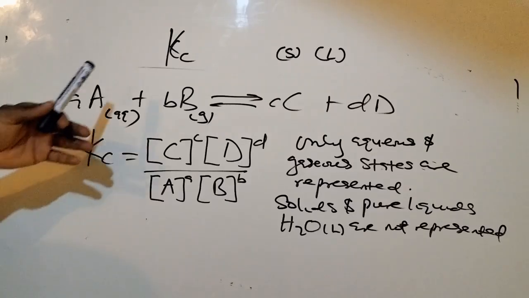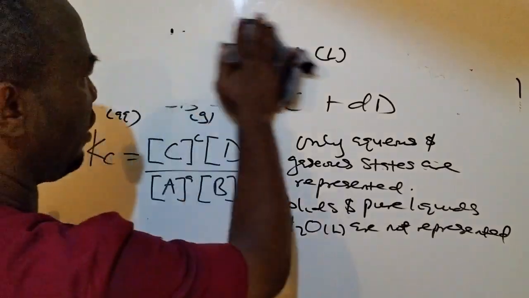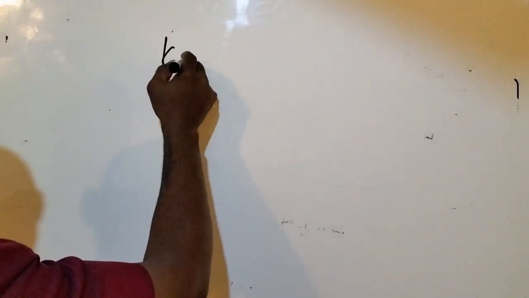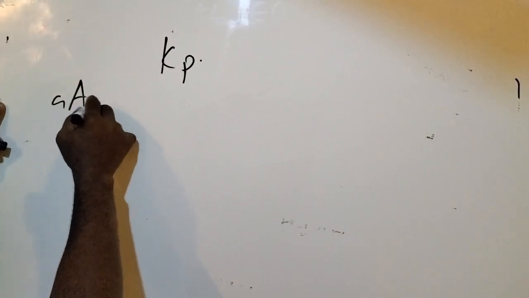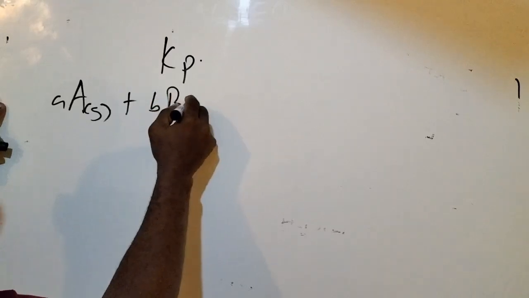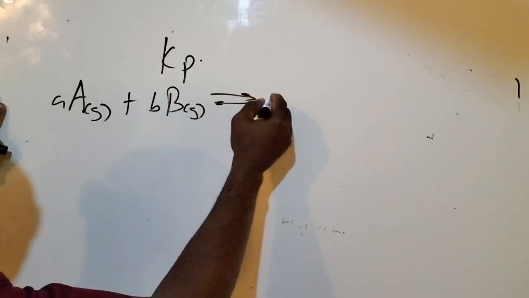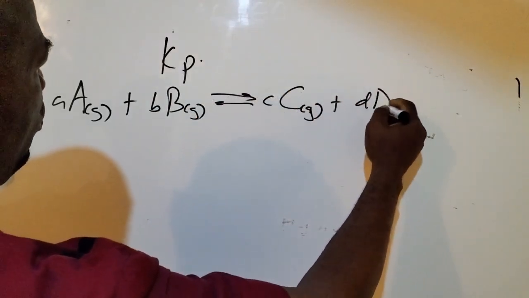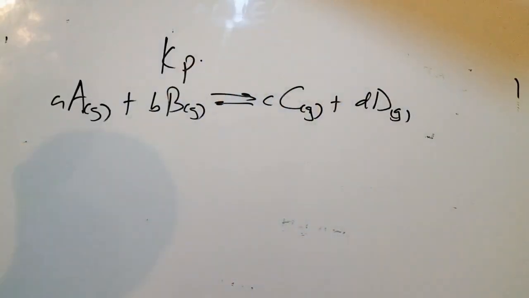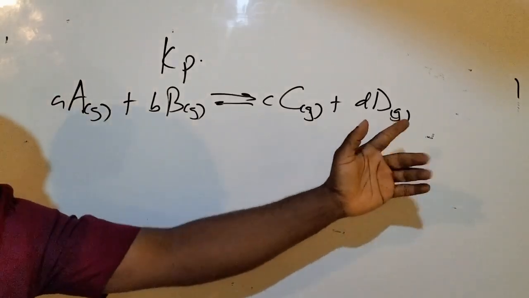So we have seen how to write our Kc expression, then how to write the Kp expression. Kp is mainly for a gaseous system. For instance, let's say A is in gaseous state, B is in gaseous state, and C is in gaseous state. Why do we use it for gases? Because gases are affected by pressure. Liquids and solids are not affected by pressure changes. So the Kp is for a gaseous system, where all the reactants and products are in gaseous state.